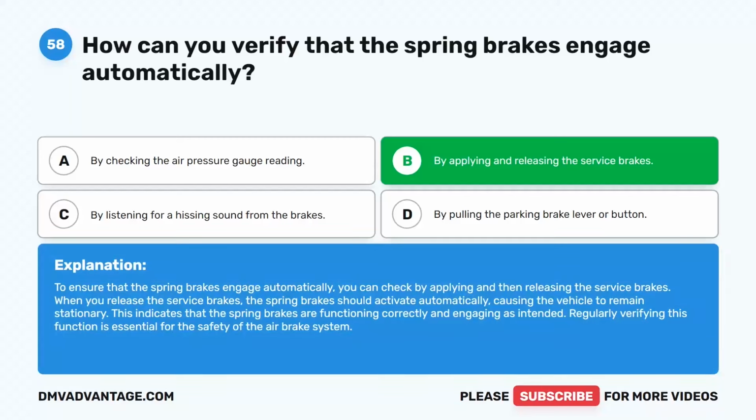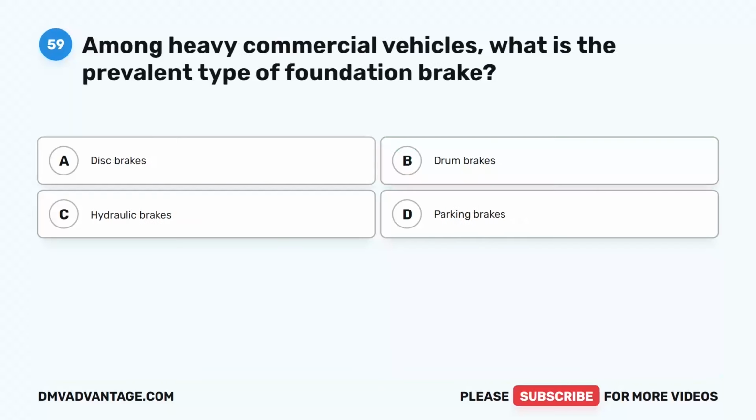To ensure that the spring brakes engage automatically, you can check by applying and then releasing the service brakes. When you release the service brakes, the spring brakes should activate automatically, causing the vehicle to remain stationary. This indicates that the spring brakes are functioning correctly and engaging as intended. Regularly verifying this function is essential for the safety of the air brake system.